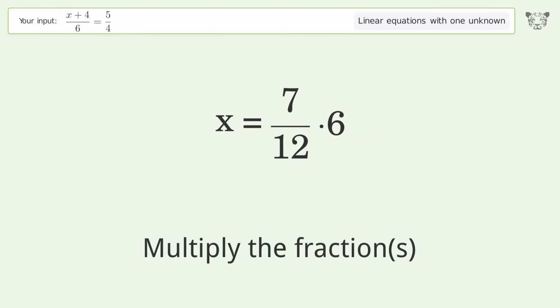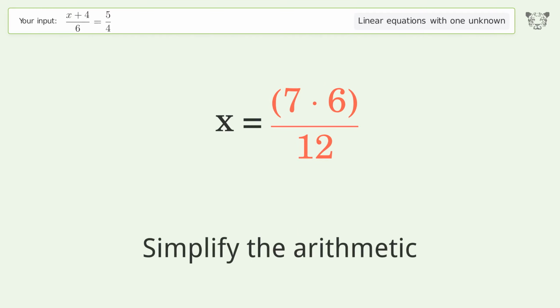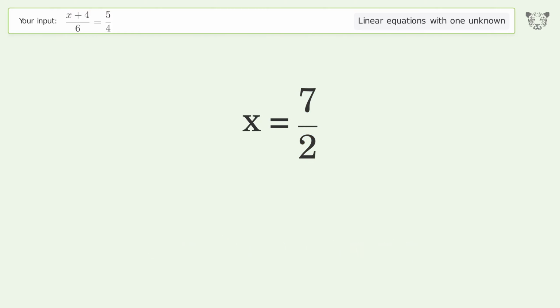Multiply the fractions. Simplify the arithmetic. And so the final result is x equals 7/2.